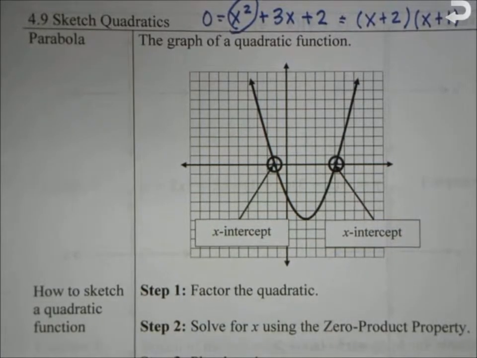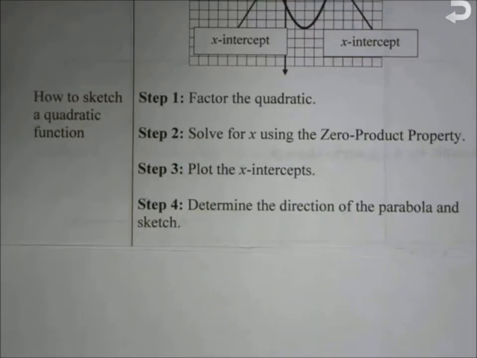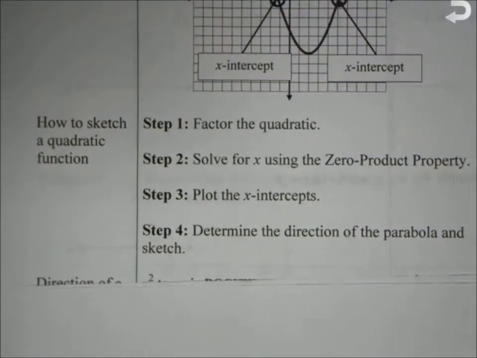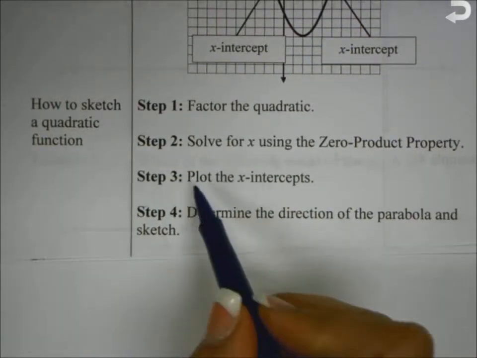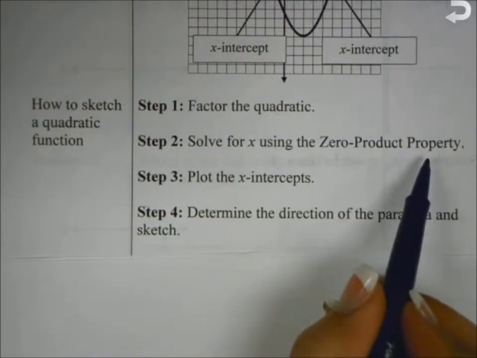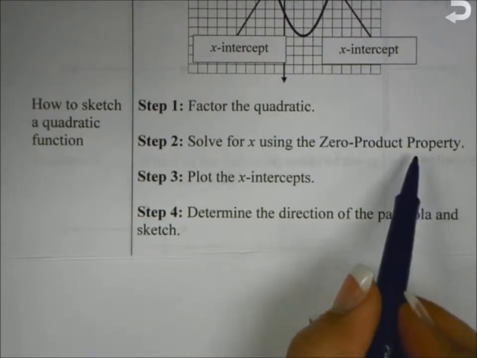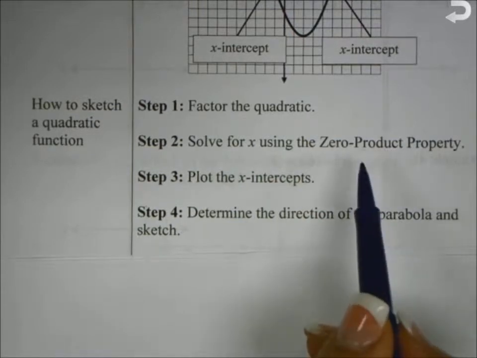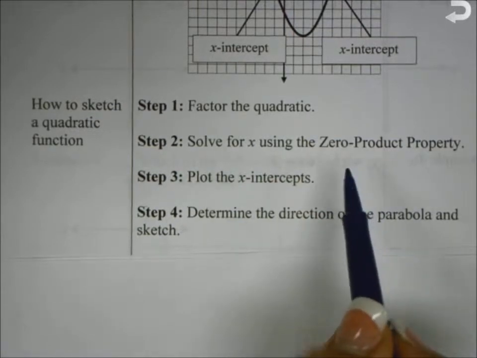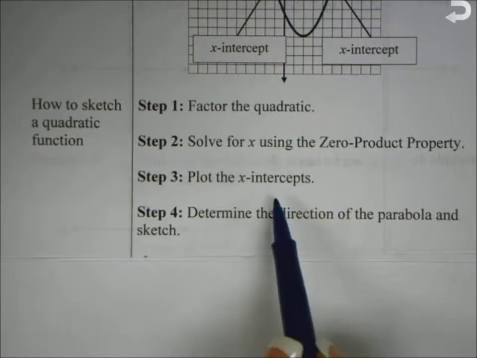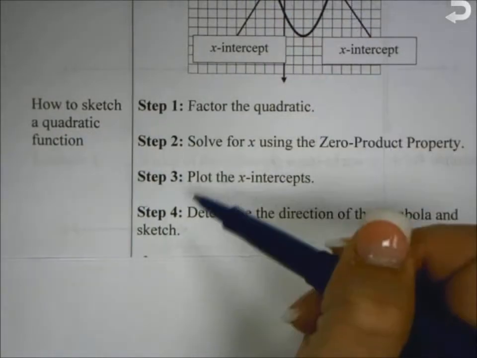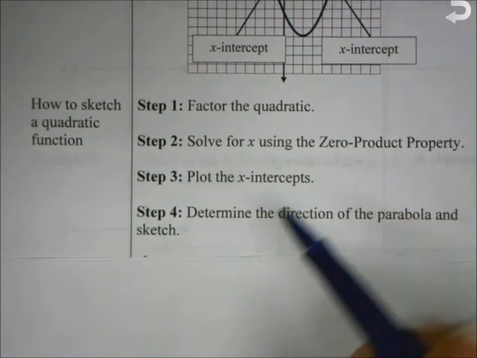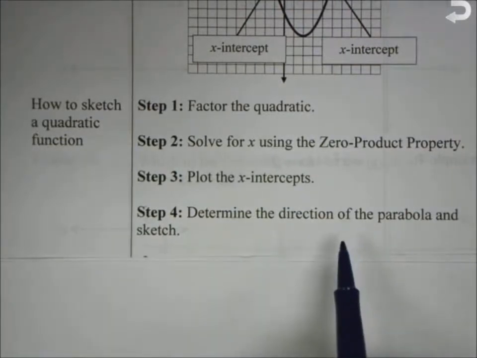The first step is to factor that quadratic. The second step is to solve for x using the zero product property. So we're going to get 2 answers for x. Remember, whenever we use zero product property, we always got 2 answers. Step 3, we're going to plot those along the x-axis. And step 4, we can determine the direction of the parabola and sketch.